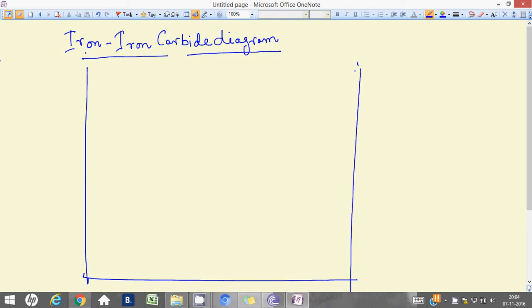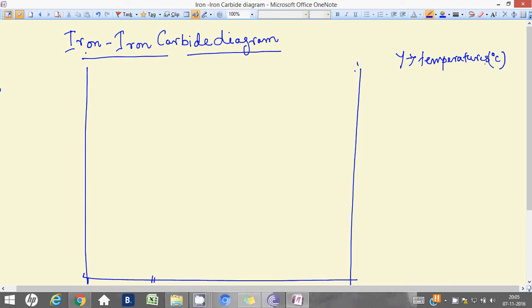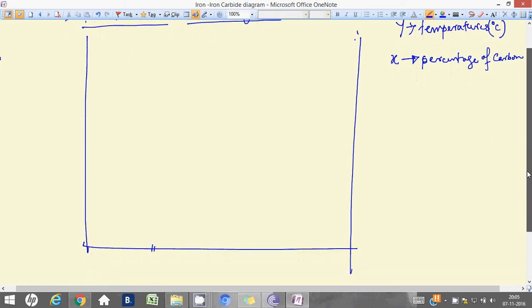In the x-axis, this axis I'm talking about, in the y-axis we will have the temperatures in degrees, and in the x-axis we will have the percentage of carbon.